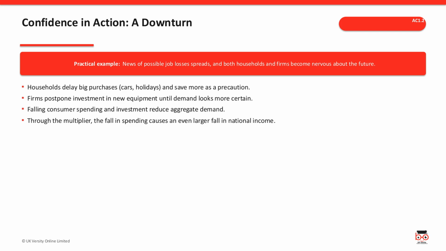Let's see how that plays out in a downturn. Imagine news spreads of possible job losses, and suddenly households and firms turn cautious. Families put off big purchases like a new car or a holiday and save a little more, just in case. Firms delay buying new equipment until they can see where demand is heading. Both of those pull spending out of the economy, and through the multiplier, that fall in demand causes an even larger fall in national income. It's a reminder that a change in mood alone can tip an economy downward.